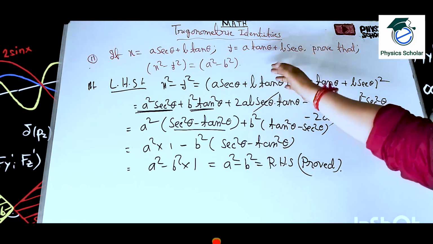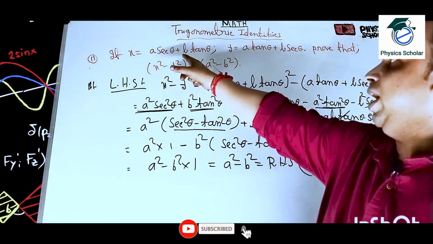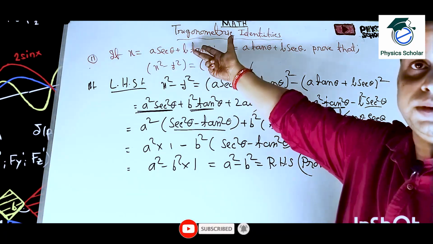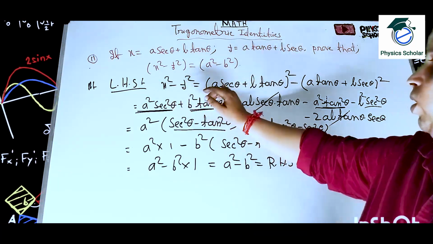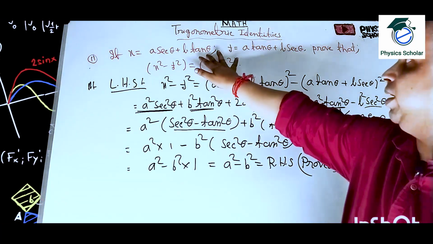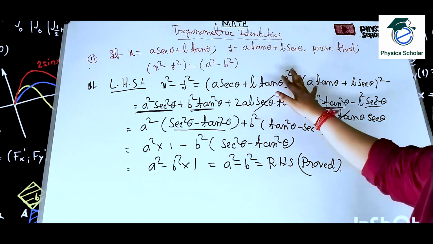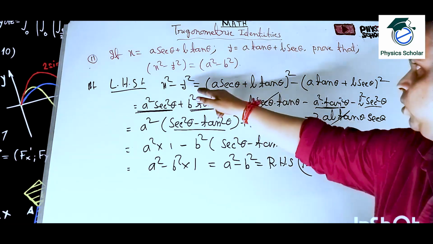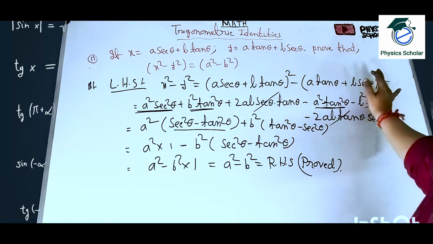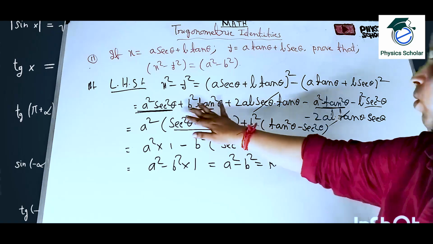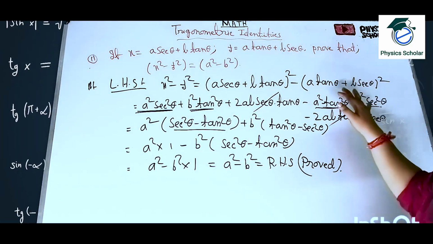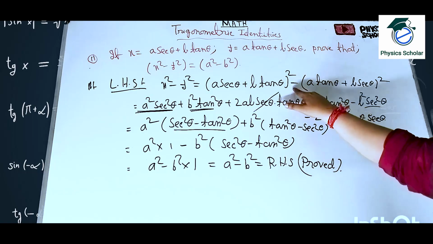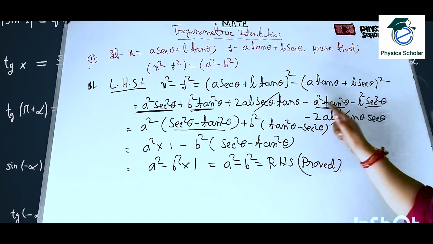Clear? Just like the previous sum, it was in terms of sin and cos, here it is in terms of sec and tan. So x square minus y square: the value of x is given, we write that whole square minus y square, the value of y is given, that whole square. Clear? So a plus b whole square formula, a square plus b square plus 2ab, minus here also a plus b whole square formula, a square plus b square plus 2ab, but as the minus sign is at the beginning, that's why all the signs will change.